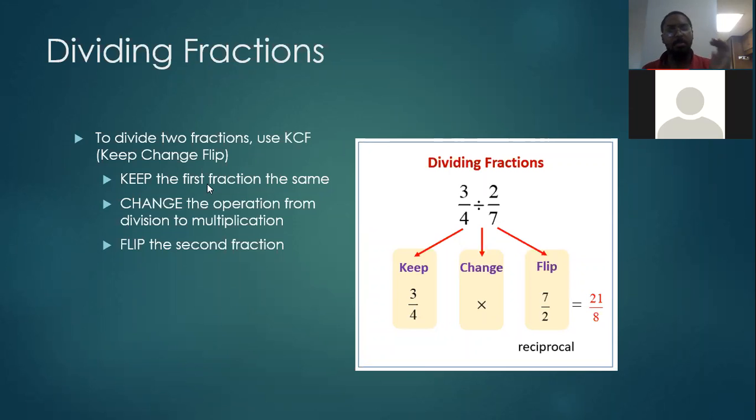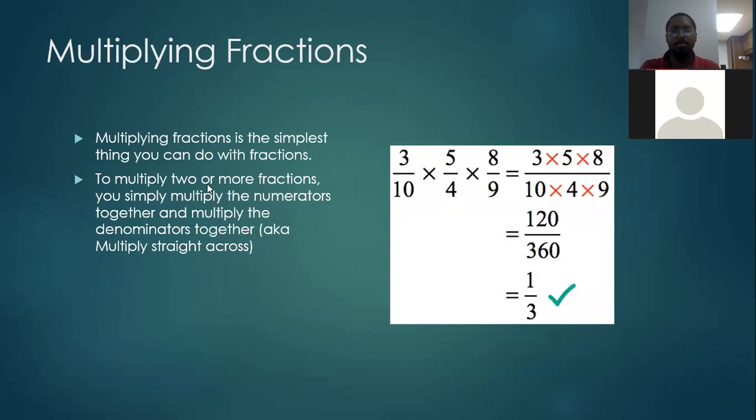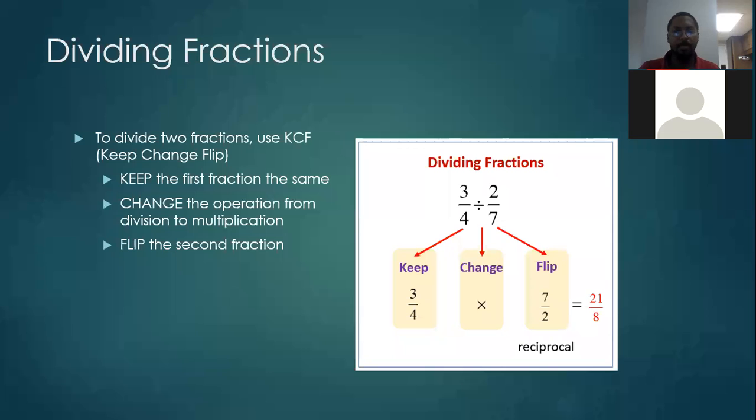Keep the first one, change to multiplication, flip the second one. Now all you have is a multiplication problem, which is really, really easy, because again, you just go straight across, multiply all the top numbers and the bottom numbers. Keep, change, flip. That's how you do it. Once you keep, change, flip it, you multiply like regular. All right.